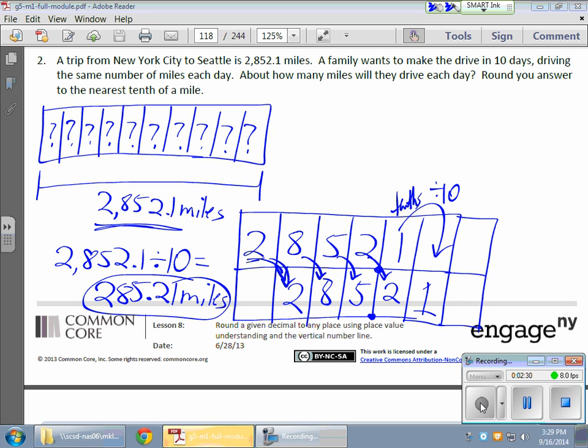But I'm not done yet because what they want to do here is have me round this answer. It says round your answer to the nearest tenth of a mile. So nearest tenth of a mile, that's this guy right here, the tenths place.